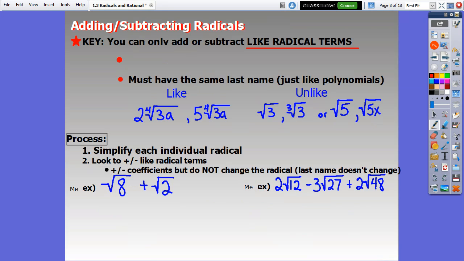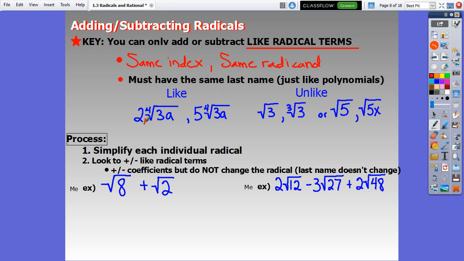Okay. Last thing for this video is adding and subtracting radicals. You can only add and subtract radicals when you have what we call like radical terms. So what that means is you have the same index. So cube roots and square roots cannot be added or subtracted, and the same radicands. Now you'll hear me say a lot it's like the same last name. So the coefficient's like the first name, like 2, and the last name is like the item name. So 4th root of 3a. So I have 2 of these things called 4th root of 3a. So we have first name, last name. The last name is the item. The first name is how many we have.